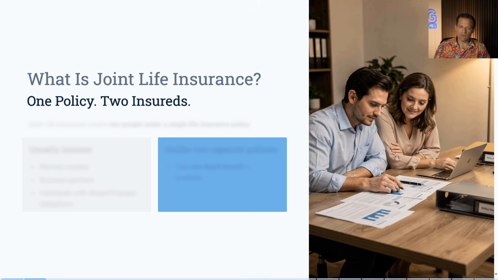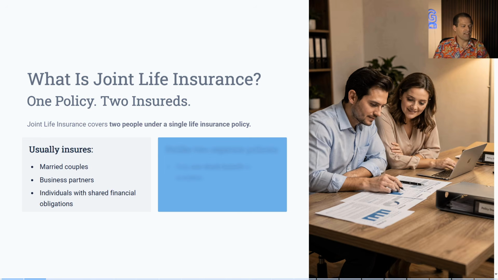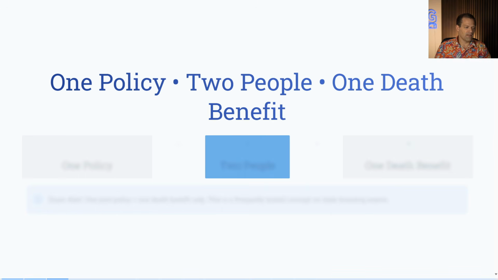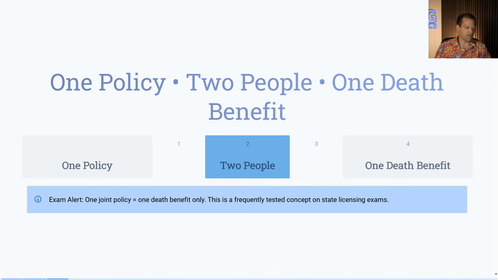So what is joint life insurance? It's one policy with two insureds. Joint life insurance covers two people under one single life insurance policy. Usually it involves business owners, business partners specifically, married couples, or individuals with shared financial obligations. And unlike two separate policies, there's only one death benefit available. So one death benefit, two people on one policy. Remember that. That's very important.